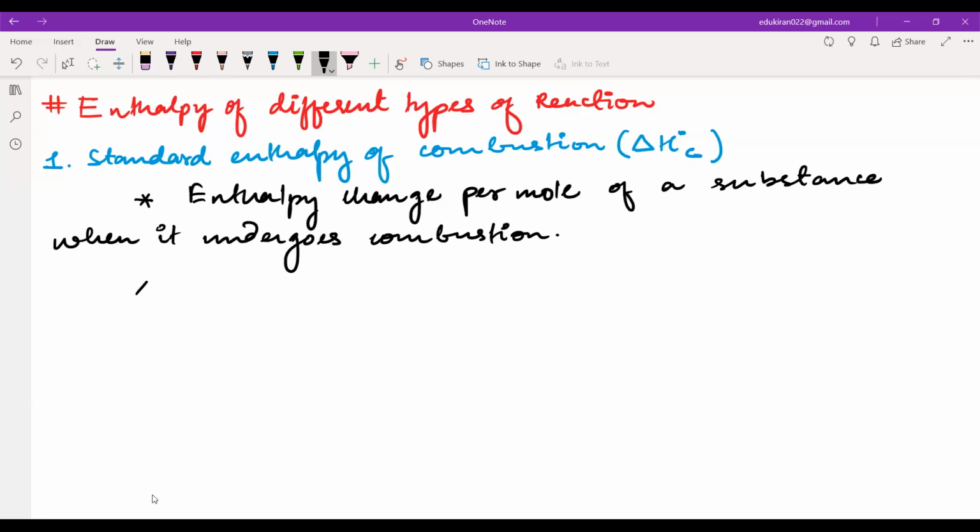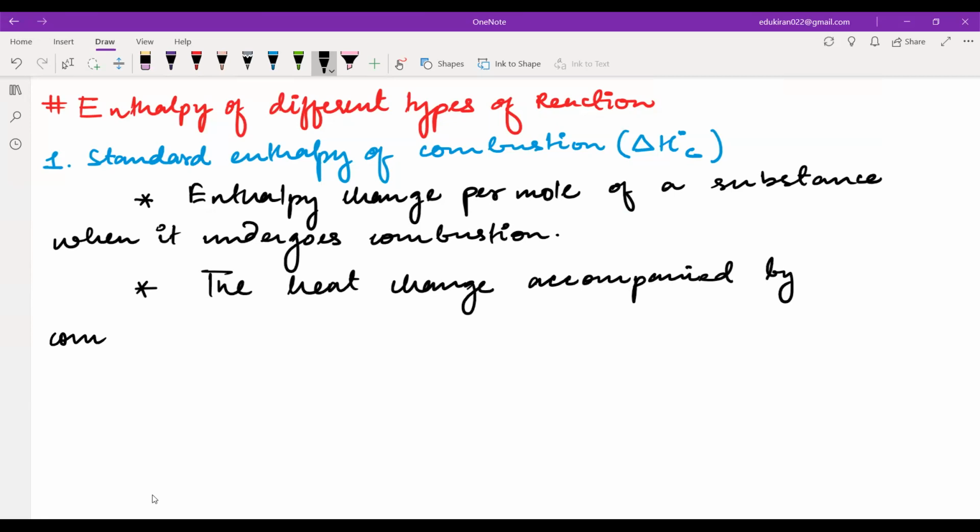Okay. And also write the heat change accompanied by combustion of one mole of a substance. So whenever we are writing the standard enthalpy of anything, we will have to write 1 mole of that substance. Okay, 1 mole of that substance.